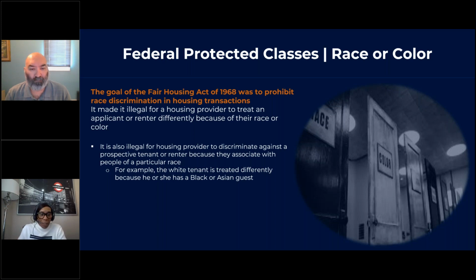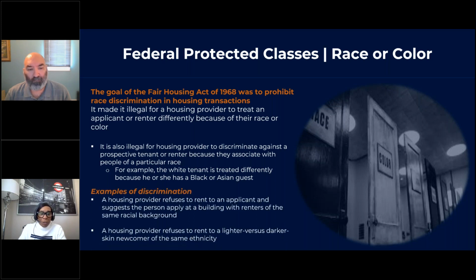So let's go ahead and talk about some examples so you can see what discrimination would look like under these two protected classes. For example, a housing provider refuses to rent to an applicant and suggests the person apply at a building with renters of the same racial background. I've seen actual property managers do that, and they don't even know they're breaking the fair housing law. They'll say, well, for example, I'll use me.